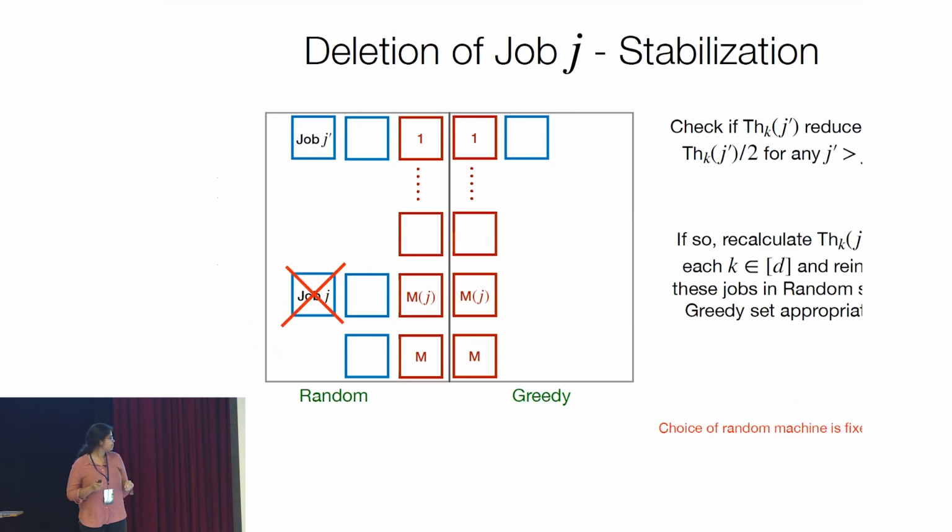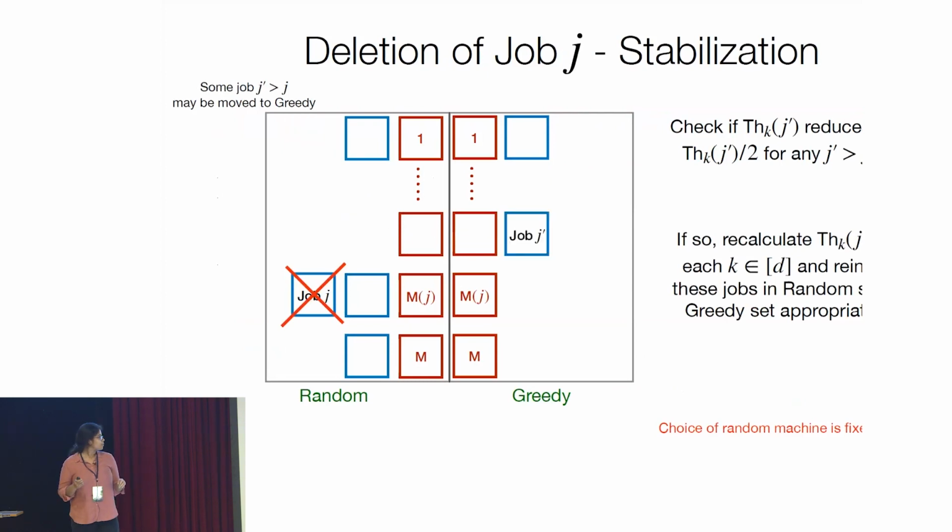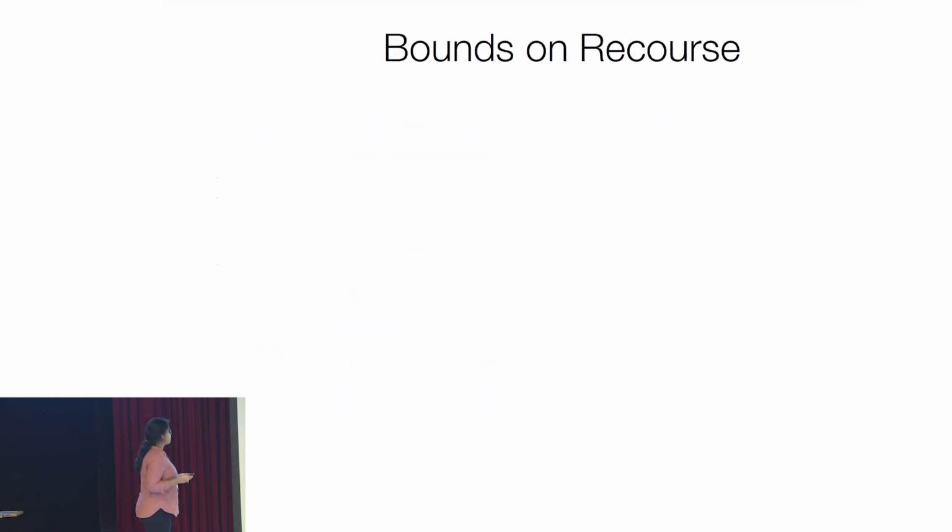Let's keep going. So this J prime, what's going to happen? It may actually move to greedy because we're reassigning it, right? So it may violate the threshold now. It could happen. We're just reassigning it as if it was inserted for the first time. Okay, so let's keep going. Yes, now job J prime has moved to greedy.